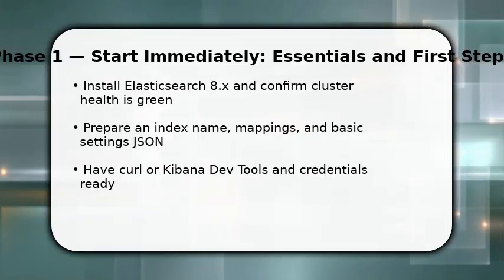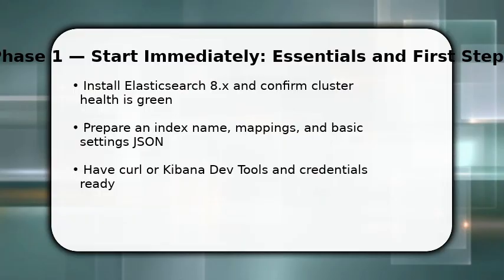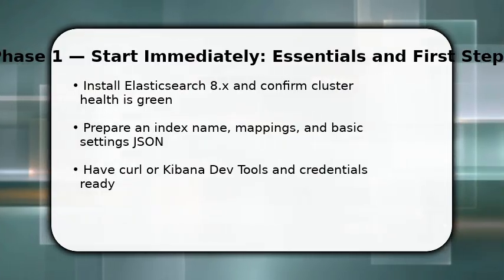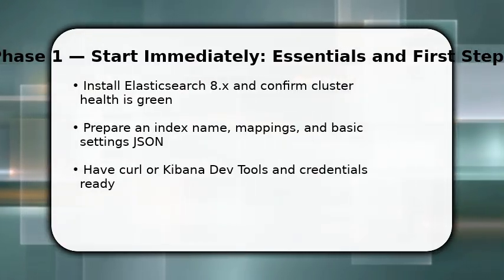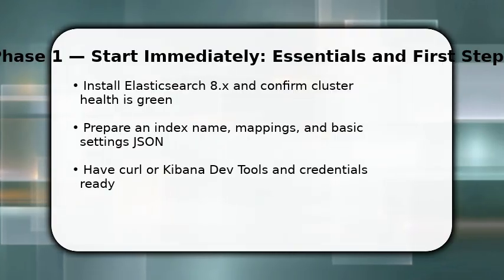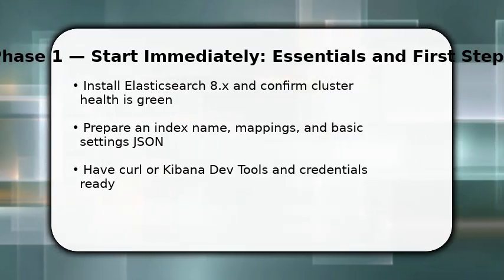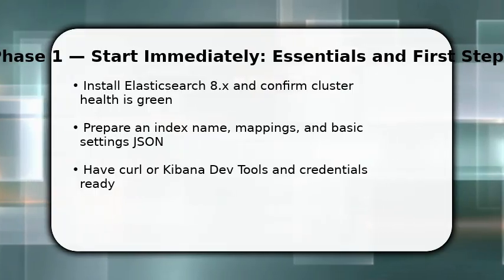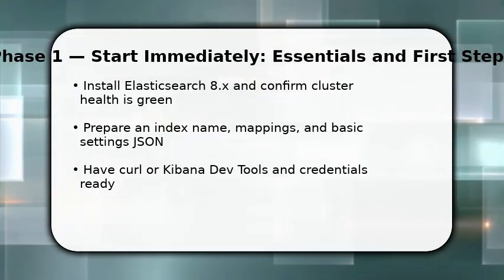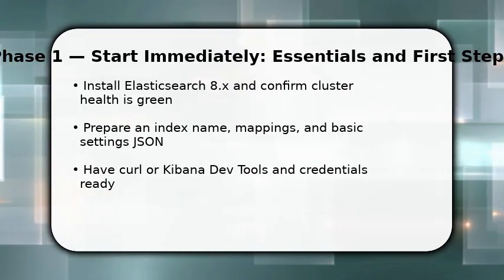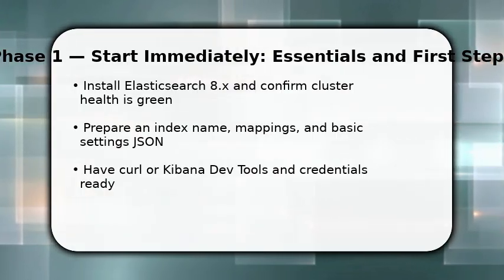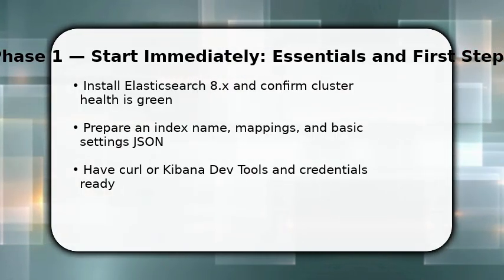You will start by confirming prerequisites and taking the first actionable steps. Make sure Elasticsearch is running and cluster health is green. This avoids rejected index requests. Next, define an index name and draft mappings and settings JSON so fields are typed correctly. Once done, open curl or Kibana Dev Tools and authenticate.